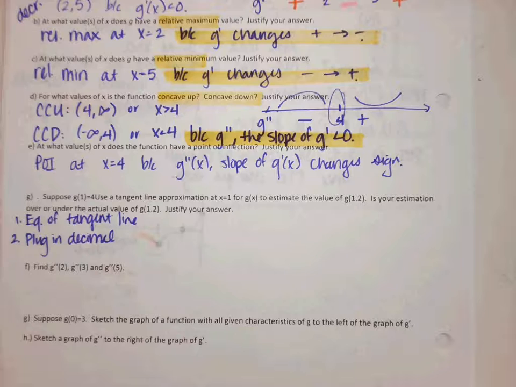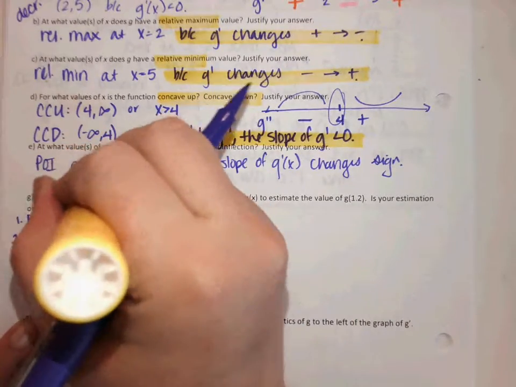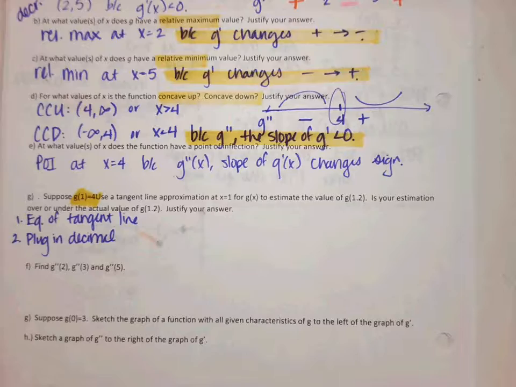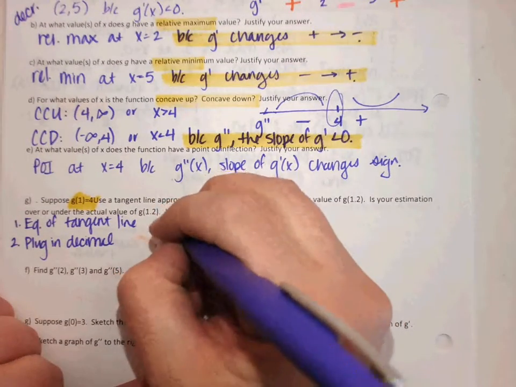Now, what 2 ingredients do I need to write the equation of a tangent line? Point and a slope. For the point, yes or no, think about the question carefully. Can I use the graph of g prime for the point? No, because what is it? g prime. That's not a point. Where is the point? They just gave it to you right there. That's your point.